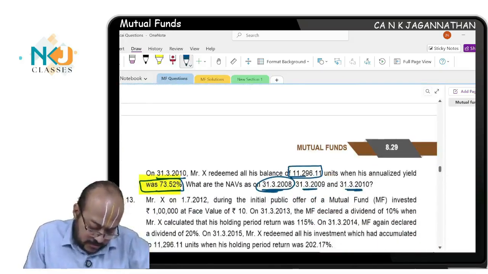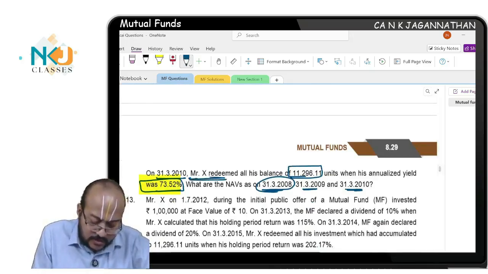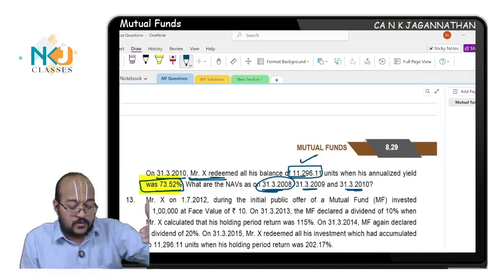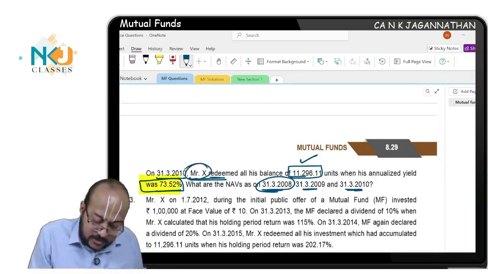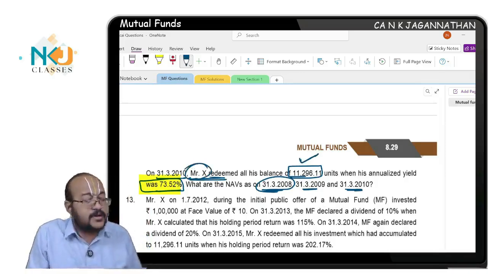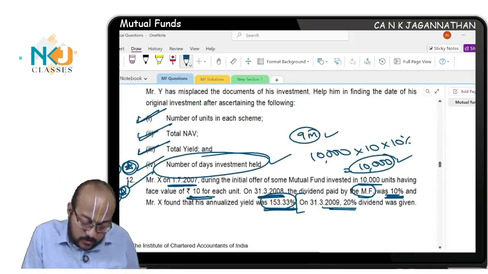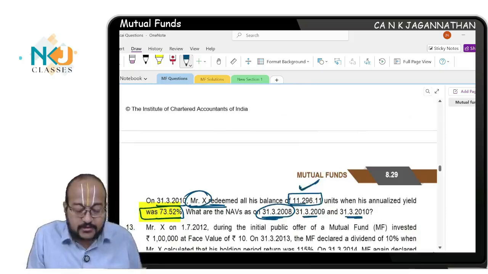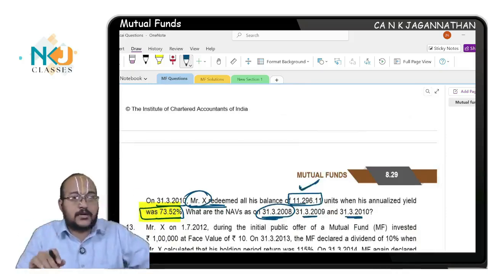Why? Because if you notice that Mr. X redeemed all his balance units, like this they are mentioning for the third year. At the end of the third year, this person is redeeming all his 11,296 units, which means, okay, initially he started with how many units? 10,000 units. Okay, how did it become 11,296.1111? Despite giving dividend, you should assume that it is reinvested.